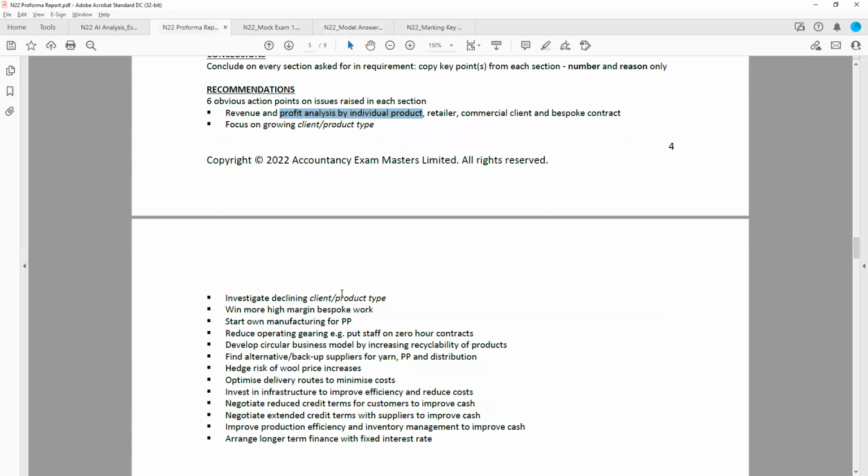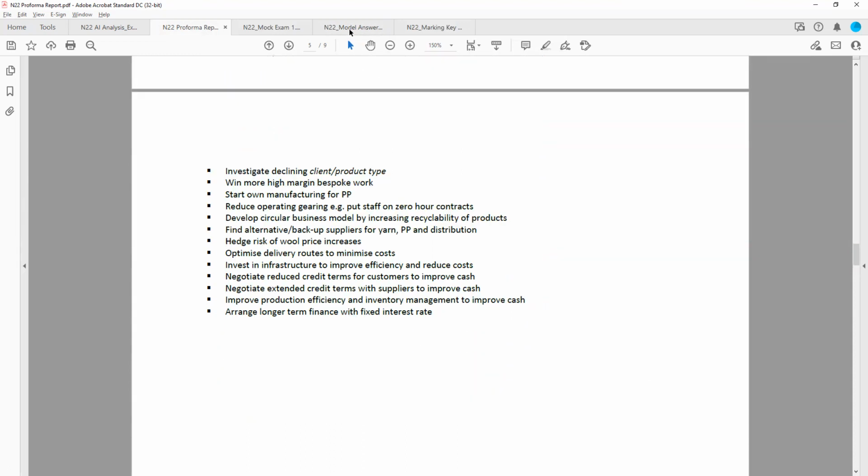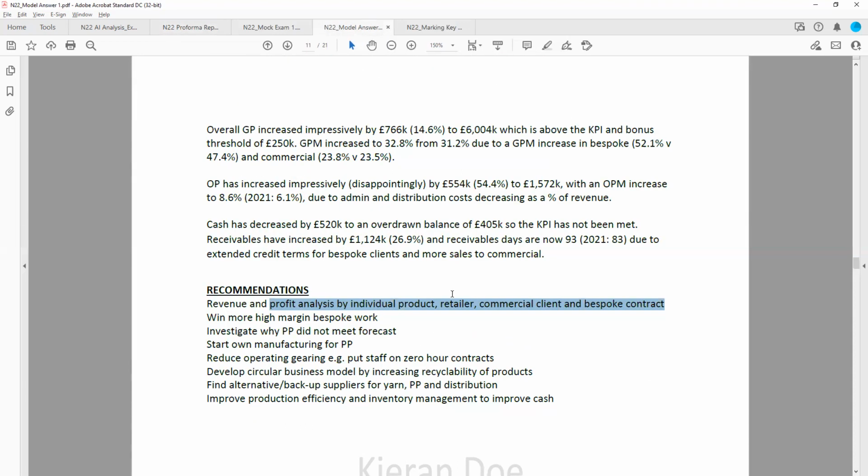Another good recommendation is to focus on a particular client or product type. So the one which is growing, or investigate ones which are declining. So which client type is doing well, bespoke, which one wasn't doing as well? Well, they all kind of went up in the year, so they're all kind of doing well. But of course, PP was below the forecast. So, win more high margin bespoke, investigate why PP didn't meet the forecast.